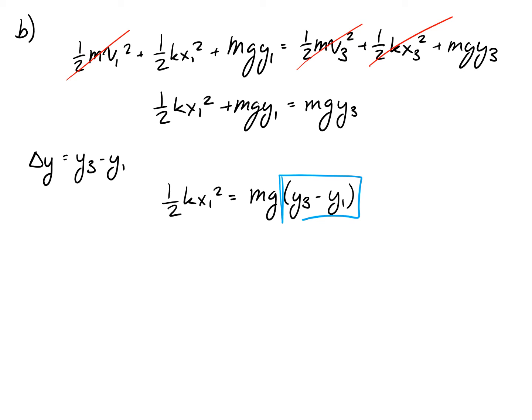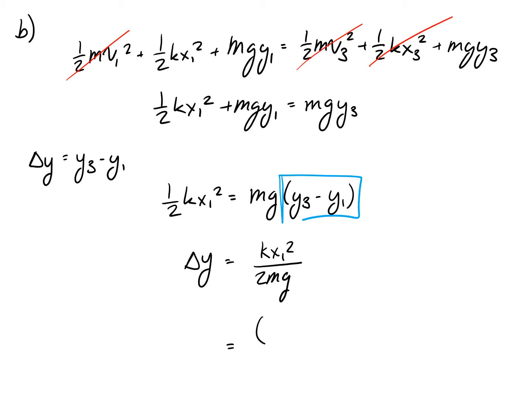So, we need to go through and just make sure that we are using values that we personally can then do the math with. So we are now going to arrange our equation so that delta y, which is what we're solving for, we have kx1 squared over 2mg.